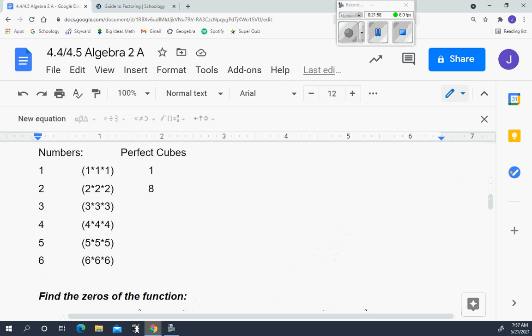Next, I mentioned perfect cubes earlier. I want to go through the perfect cubes. 1 is a perfect cube. Why? Because 1 times 1 times 1 is 1. 8 is a perfect cube. Why? Because 2 times 2 times 2 is 8. I want to figure out what all the perfect cubes are, down to the number 6. Do we know what 3 times 3 times 3 is? Well, 3 times 3 is 9. 9 times 3 is 27. 27 is a perfect cube.